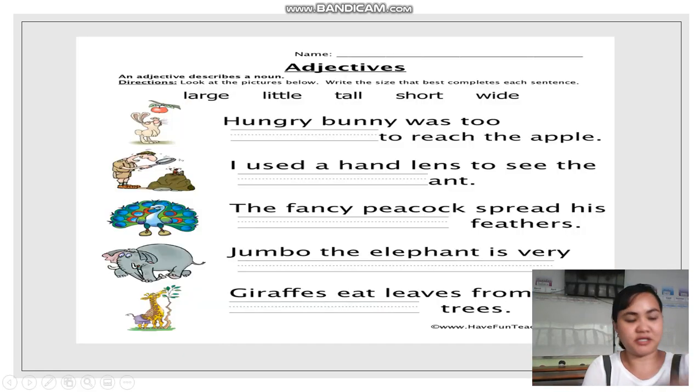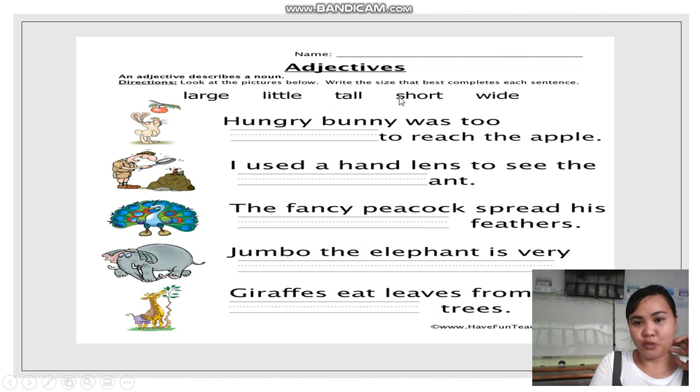Next, we have here some activity wherein we can practice our topic for this afternoon. We have: Hungry Bunny was too short to reach the apple. We're going to use short. We cannot say Hungry Bunny was too large to reach the apple. You have to check as well if it's appropriate in our sentence. Okay, next is: I used a hand lens to see the blank ant. We cannot say wide ant. What's the use of using a lens if we just say a wide ant? So you can just say little ant.